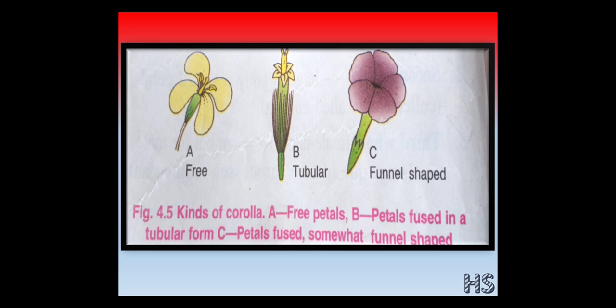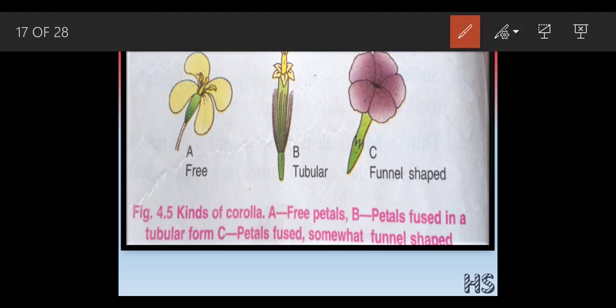See, A is the free petals. It means we can easily pluck these petals. B and C, both of them are fused in nature. The first form is tubular. It would be in the shape of a tube, and the C part is in the shape of a funnel, like this.